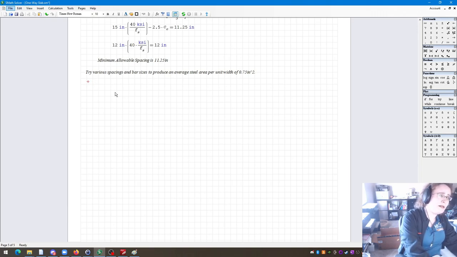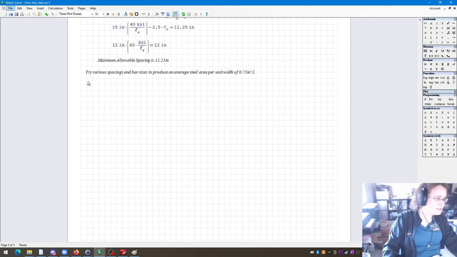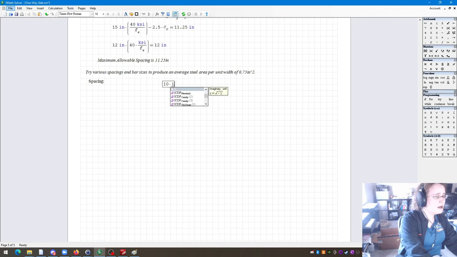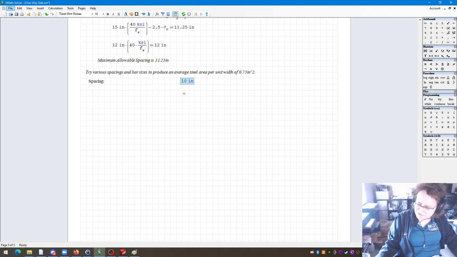So one thing we could do is, well, 11.25 inches, what if we use a little bit higher or a little bit smaller than that? Again, I shouldn't label that minimum, I should label that maximum. Maximum allowable spacing, not minimum, do not confuse the two. And then, let's go ahead and say, what's a nice round number? Maybe I can just say the spacing is 10 inches. That will be the center to center distance of two bars, again not referring to our temperature and shrinkage steel, but our primary flexural reinforcing steel.